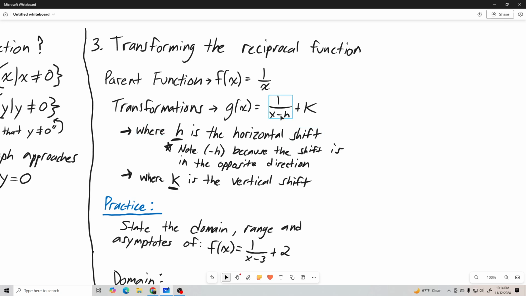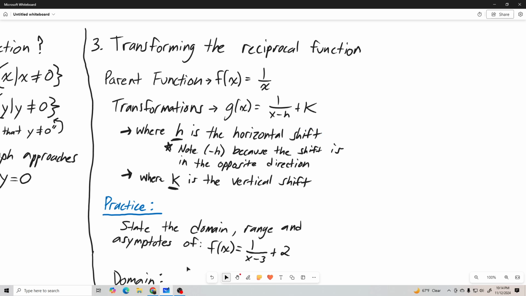And you'll notice that we put negative h, and the reason is that if this is x plus 4, it's going to shift to the left. It's the opposite of what you think every time on a horizontal shift. If this is x plus 6, it's going to shift 6 to the left. If this is x minus 7, it's going to shift 7 to the right. And k is the vertical shift. So our value for k is how much it moves up and down.